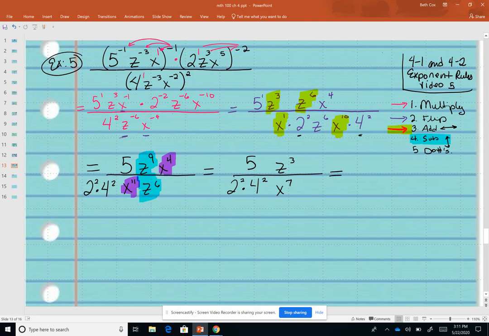And then the last step is to do the numbers. Okay, so now I actually get to do my numbers. So I have a 5 on top, z to the third. Okay, now on bottom, I'm going to actually do this multiplication. X to the 7, so I've got 2 to the second power is 4. 4 to the second power is 16. So I got to do 4 times 16, which is going to be 64. Alright, and that's it. That should be my answer.